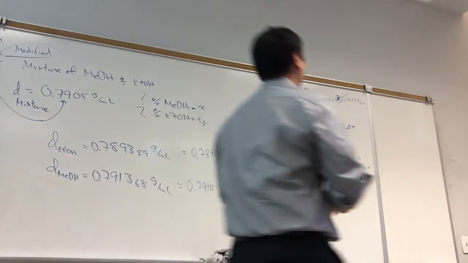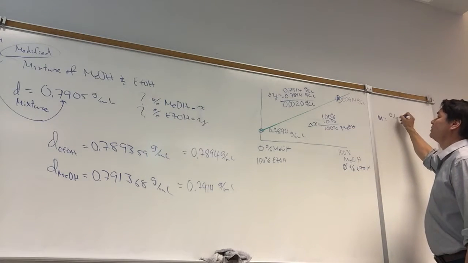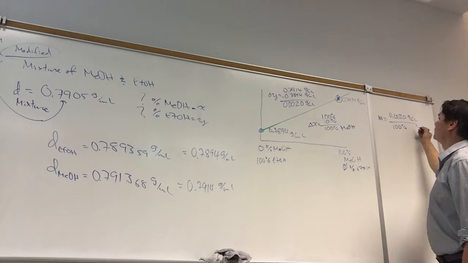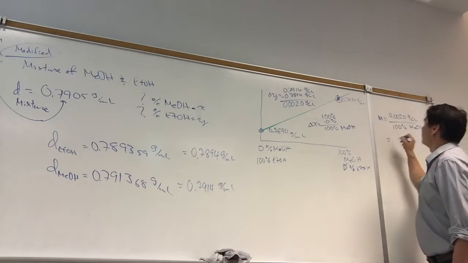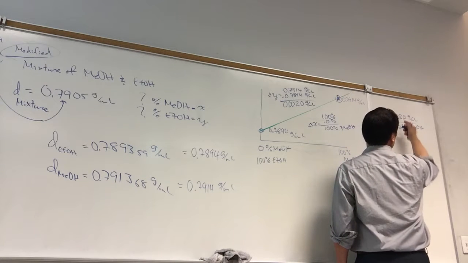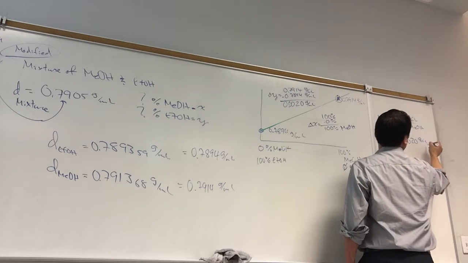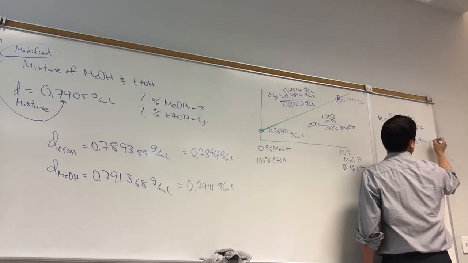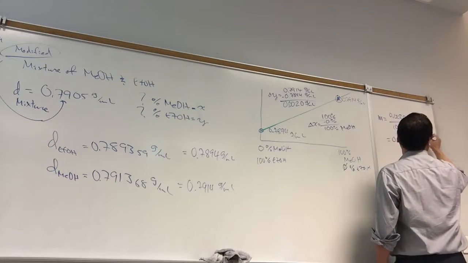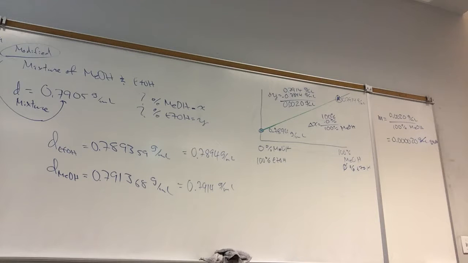And so the slope is going to equal delta y over delta x, 0.0020 grams per milliliter divided by 100% methanol. And that gives me, actually, what does that give me? This would be 10 to the minus 2, so 0.000020 grams per milliliter. What do we do? I can invert and multiply it. Percent methanol. Okay, so that's our slope.